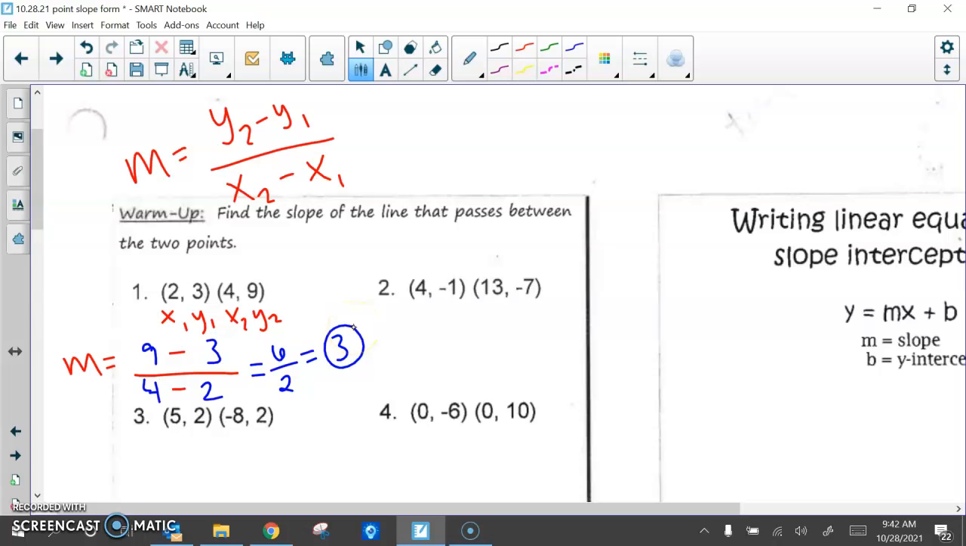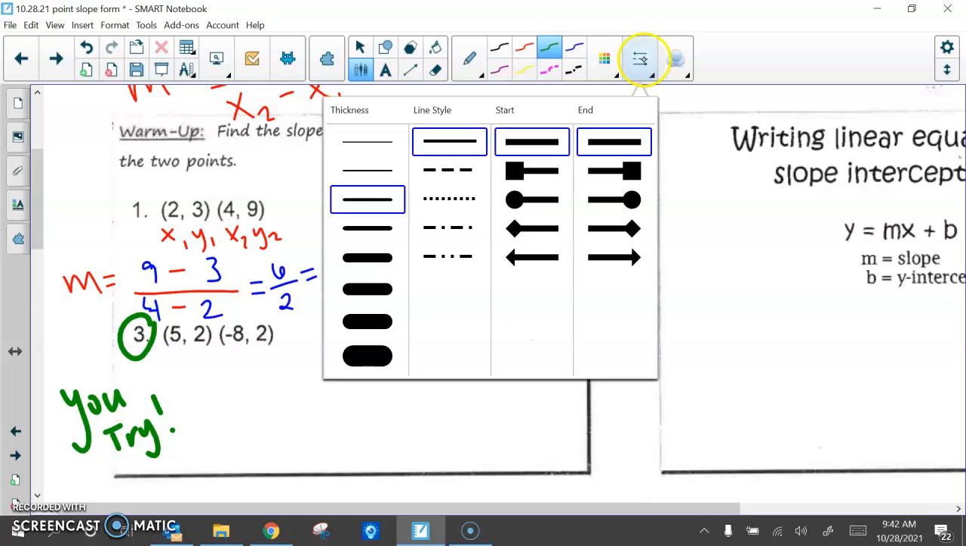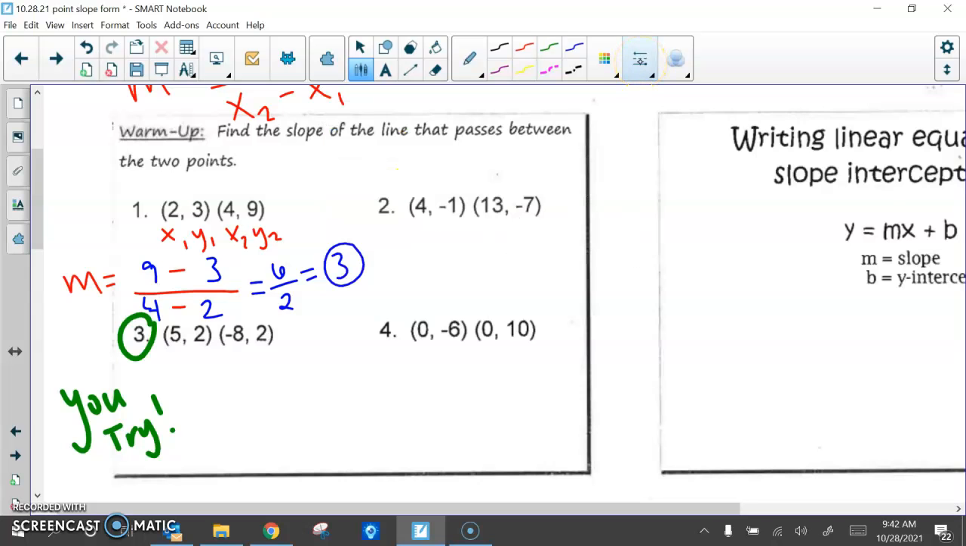Go ahead and pause this video, and I want you guys to try number 3. You try number 3. Okay, so you should have paused this video by now, and you should have done x1, y1, x2, y2. And that's what your fraction should look like before you do any math.